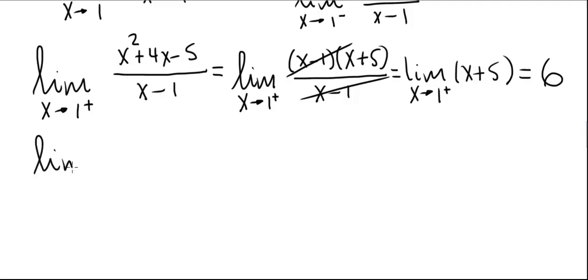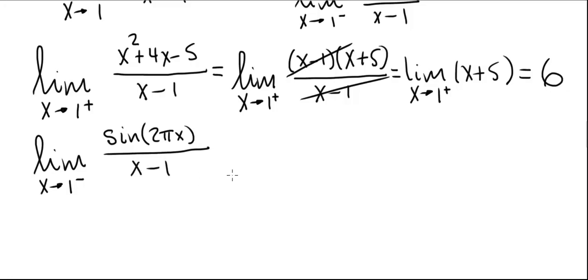We want to compute the limit as x approaches 1 from the left. Now for values of x less than 1, the function is defined by sine of 2 pi x, and this is divided by x minus 1. As x approaches 1, the numerator approaches sine of 2 pi, which is 0, and the denominator also approaches 0.